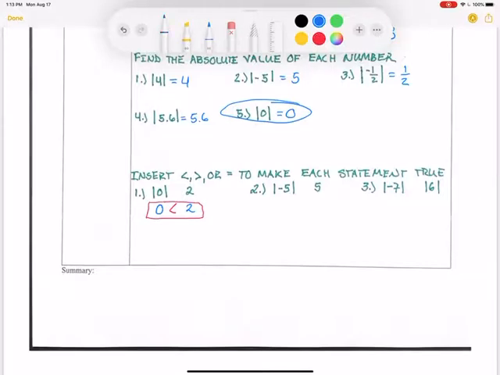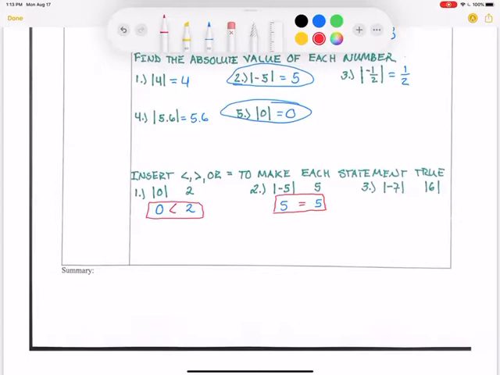For the second example, I have the absolute value of 5 and 5. And again, if I look back up here, I know that the absolute value of negative 5 is 5. And 5 is equal to 5. So an equal sign would make that statement true.